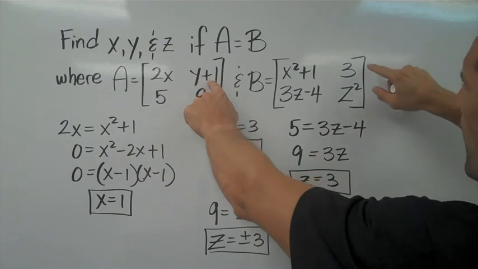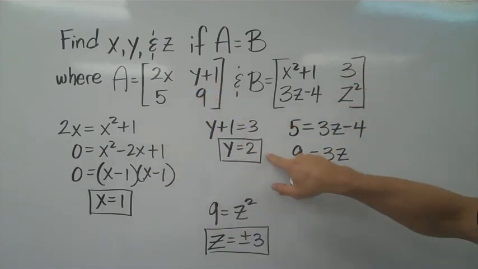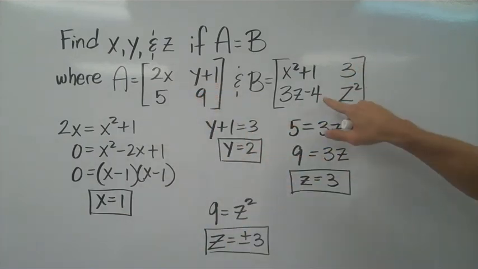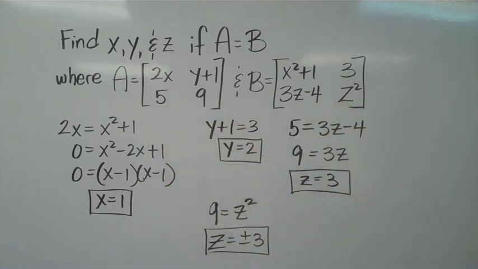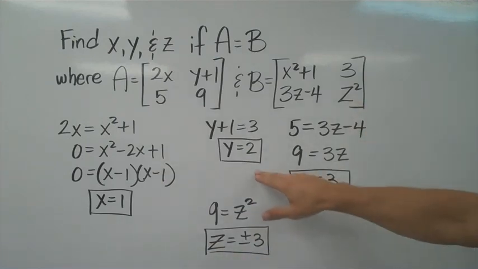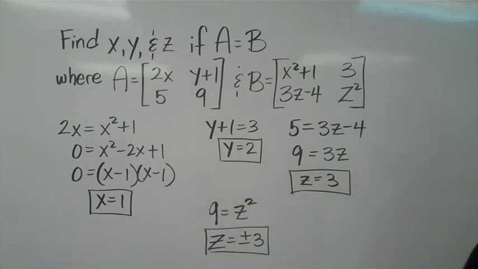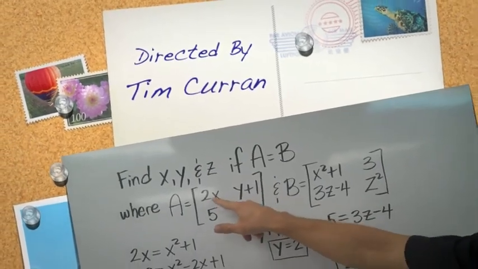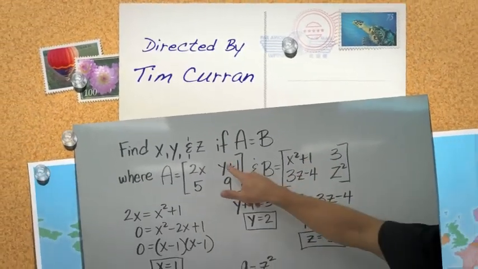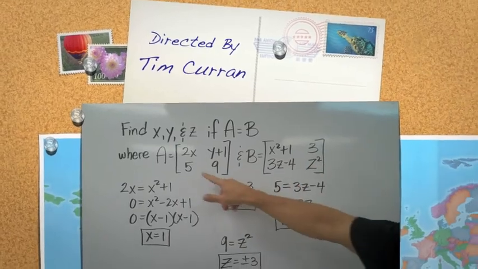Then y plus 1 is equal to 3, so obviously y is equal to 2. 3z minus 4 is equal to 5, so when you solve you get z is equal to 3. And z squared equals 9, take the square root of both sides, we get z is equal to plus or minus 3. So we have z plus or minus 3, y is 2, and x is 1. Using the fact that if the two matrices are equal and they're both 2 by 2s, upper left-hand corner is going to equal upper left-hand corner, upper right-hand corner equals upper right-hand corner, etc.